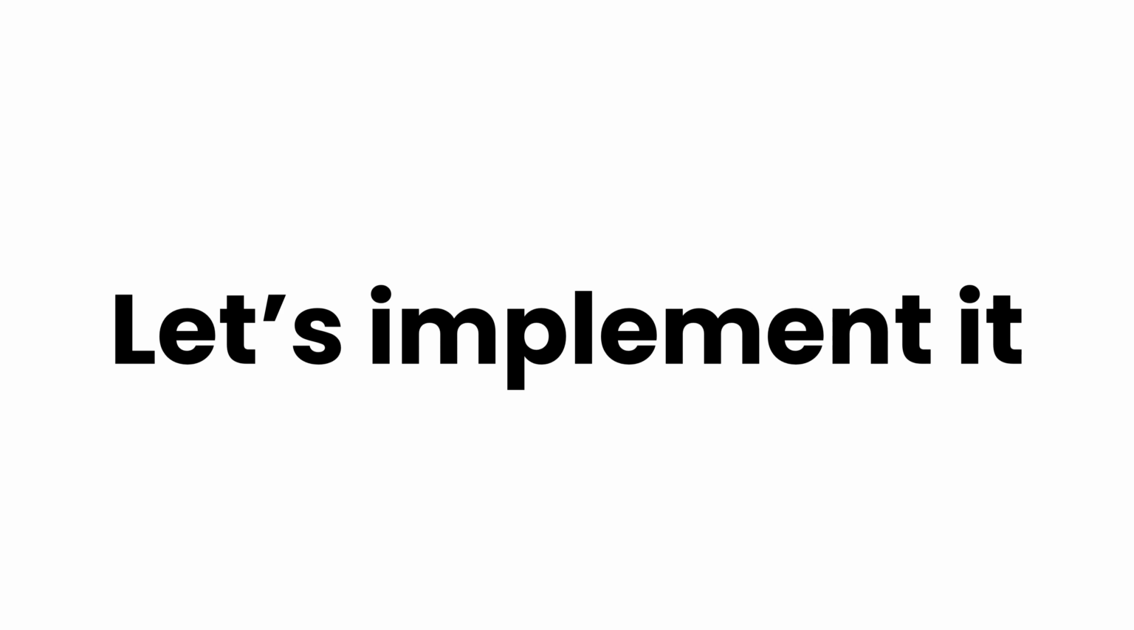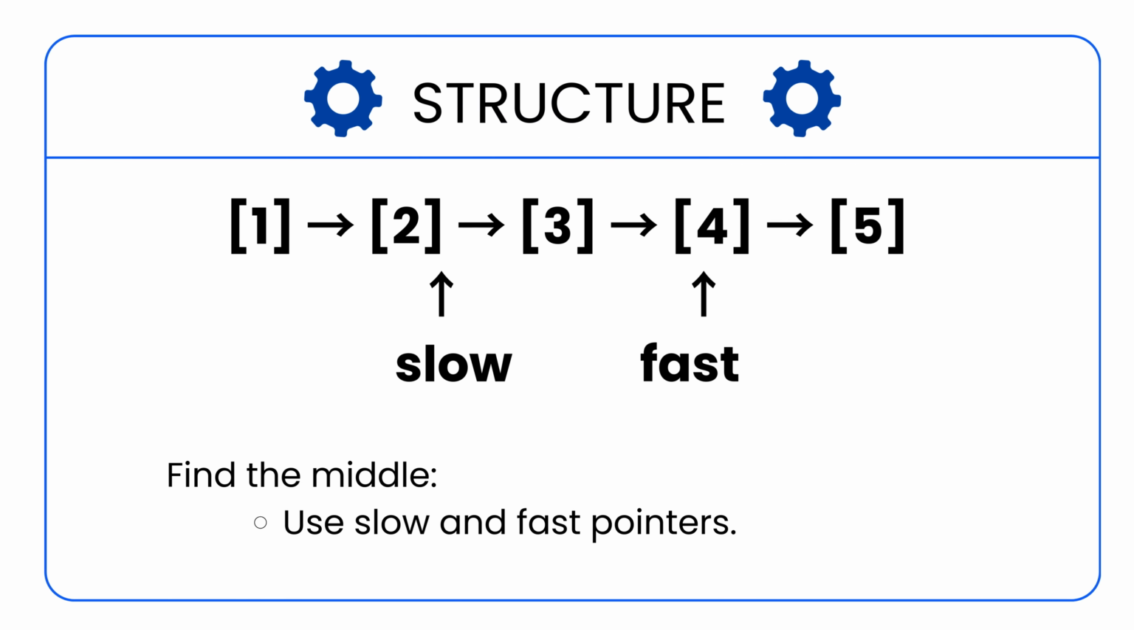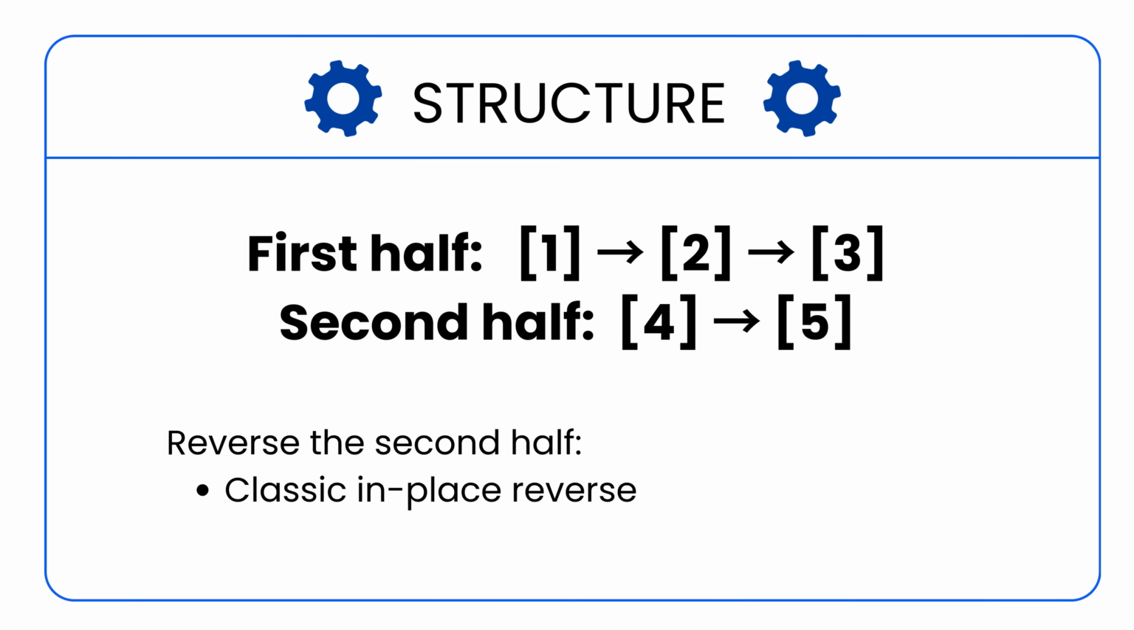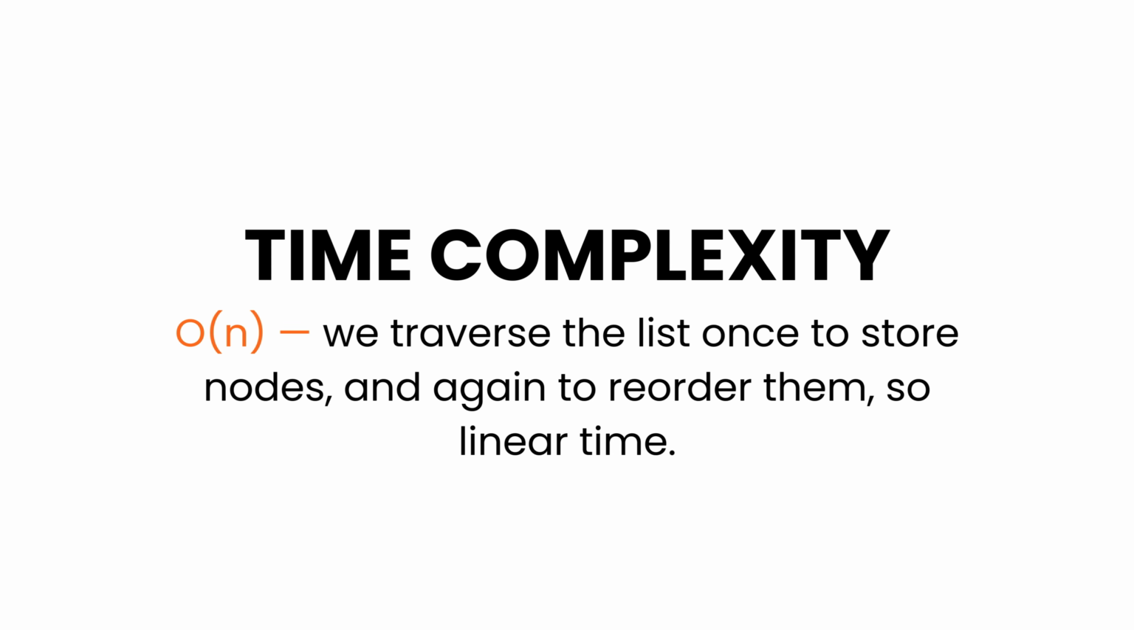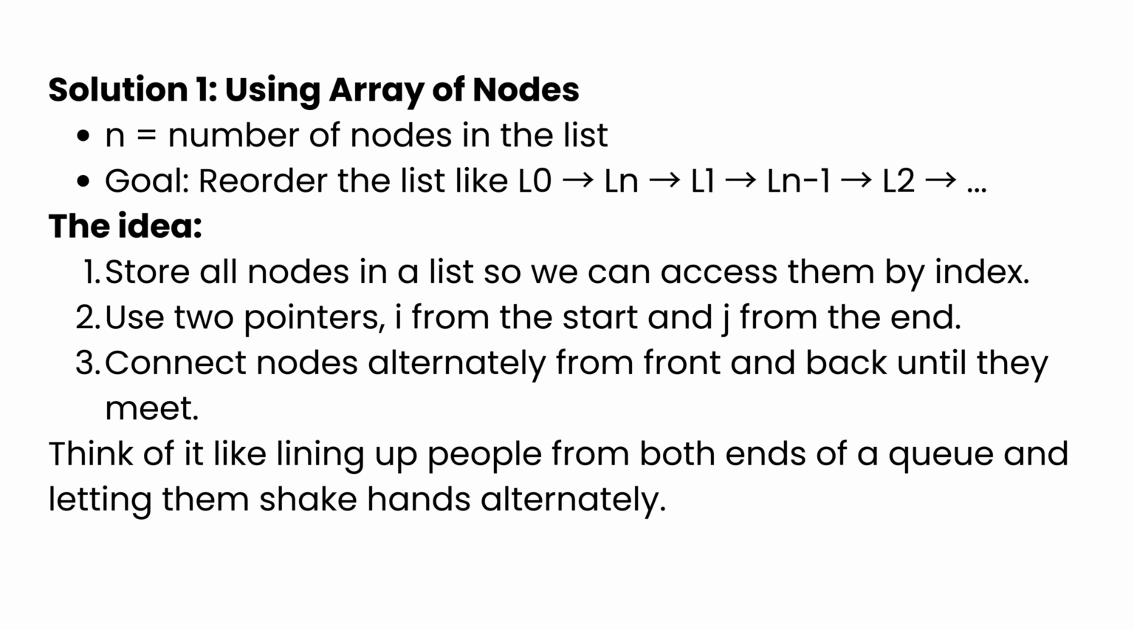Let's implement it. Set slow and fast at the head. Move slow 1 and fast 2 steps at a time until fast reaches the end. Slow is now at the midpoint. Reverse the second half, starting at slow. Next, the time complexity of this algorithm is O(n). We traverse the list once to store nodes, and again to reorder them, so it is linear time.